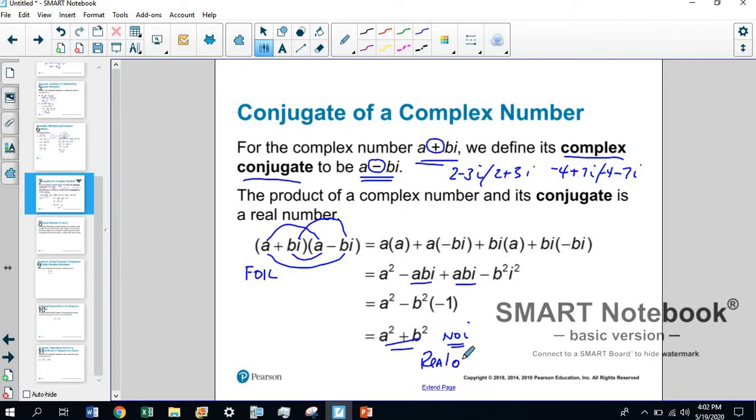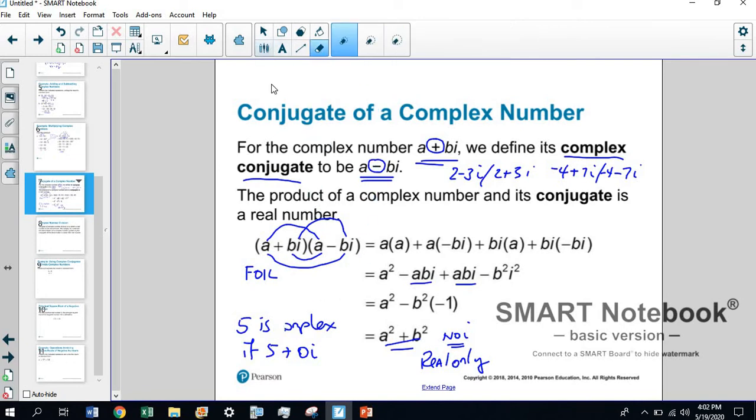Now, before you get smart on me here, I did say that every complex number operation has to end up with a complex number, but remember, every real number is a complex number. 5 is complex if we write it as 5 plus 0i, right? All real numbers are complex numbers. They're just complex with a 0 imaginary part. So that's still okay. Still complex.